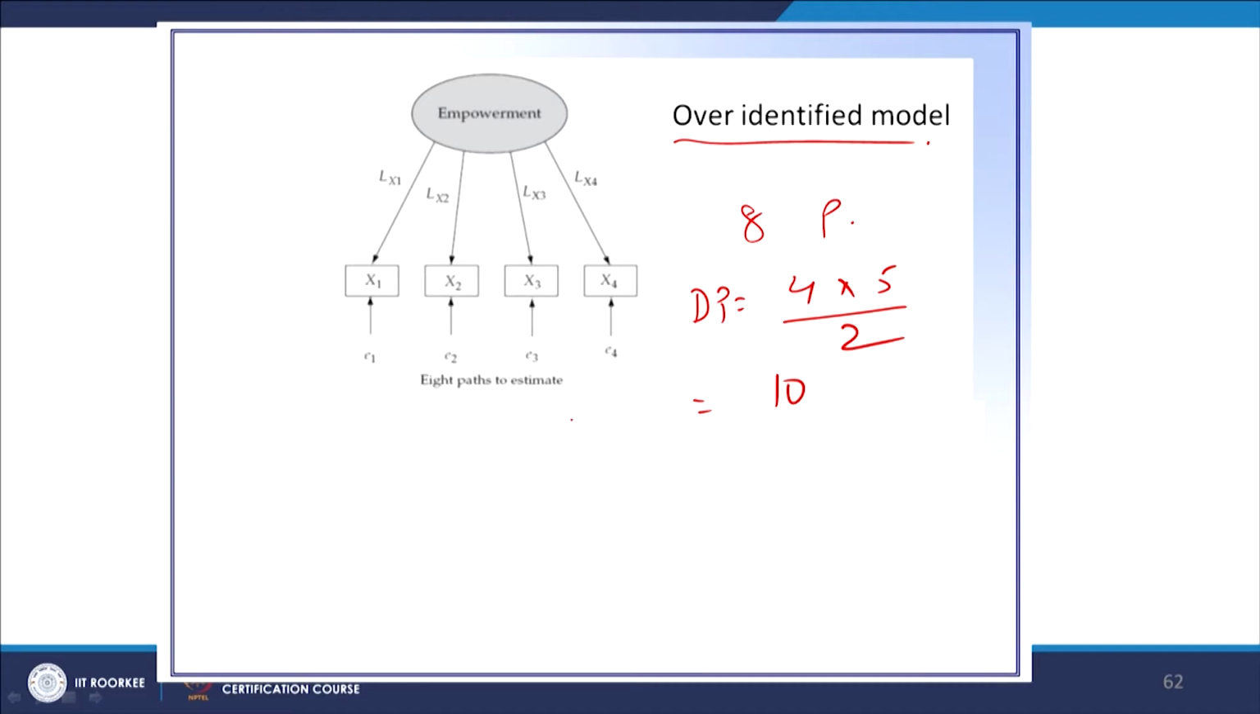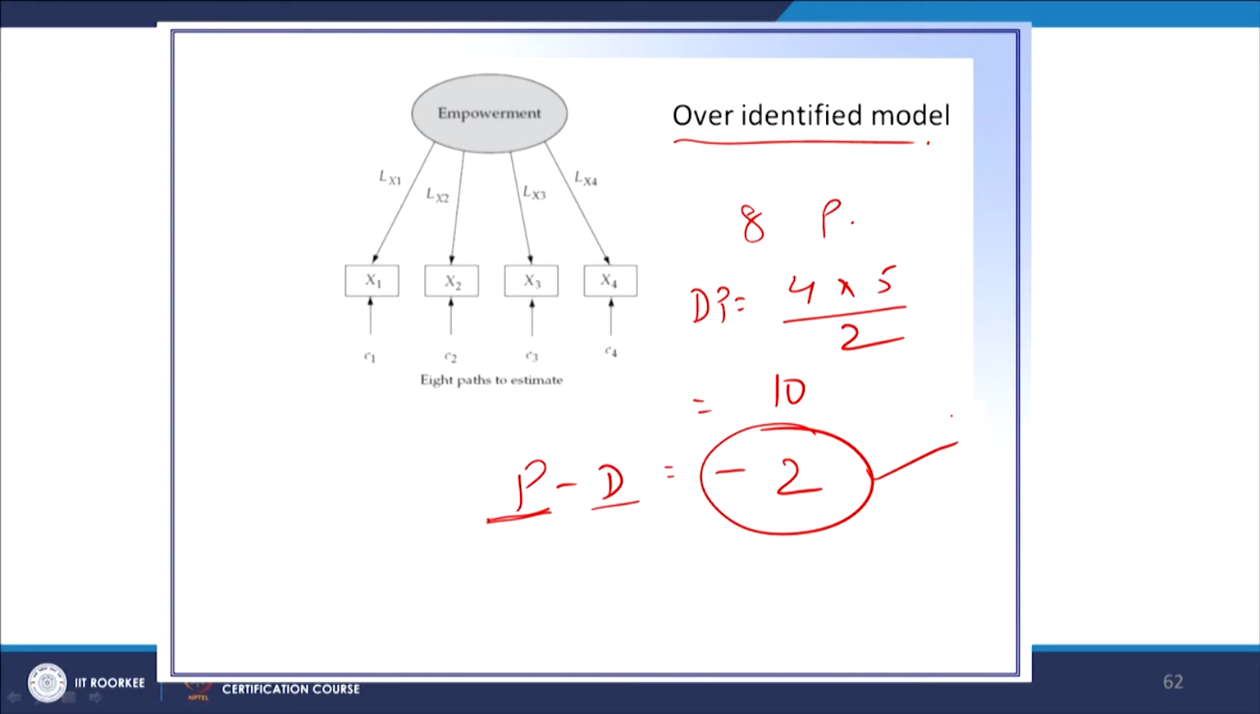10. So here you have p minus dp equal to minus 2, right. So this is a case of an over identified model. When the degree of freedom is negative, or if you take it the other way around it would be positive. If you subtract the parameters minus the data points and it is negative, then it is called an over identified model, okay.